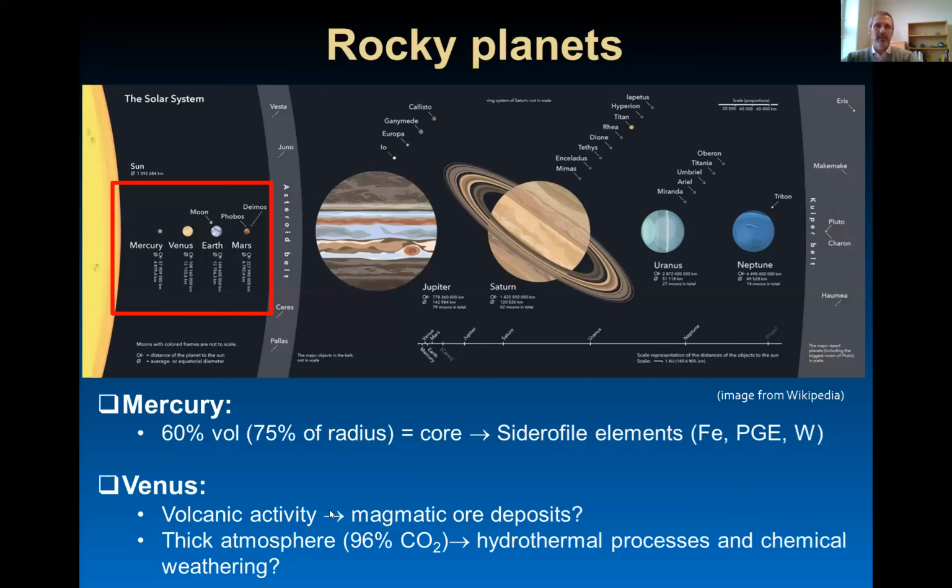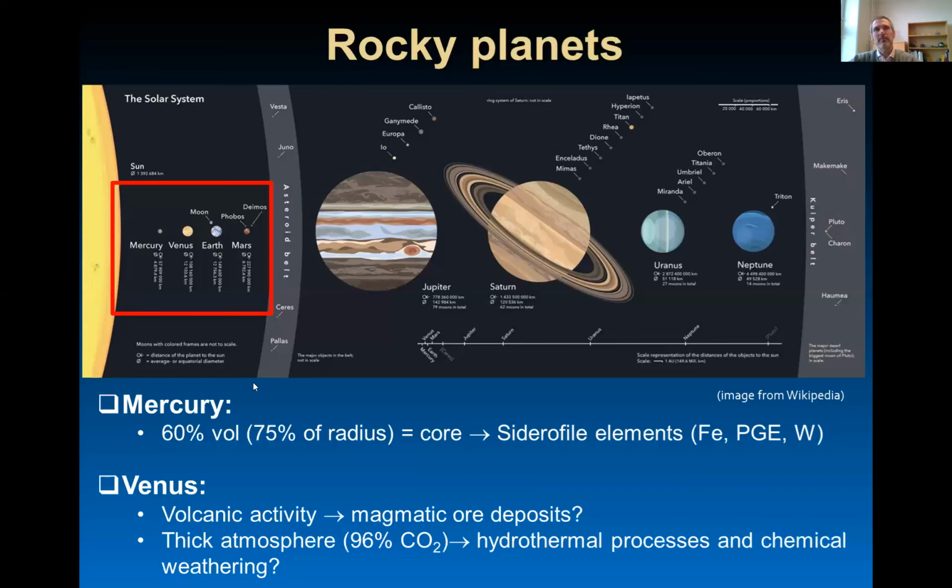And as I said, we have a thick atmosphere. 96% of this atmosphere is carbon dioxide. So that could be used for plants. That means agriculture. And we expect hydrothermal processes and chemical weathering of the rocks at the surface. That means we could expect concentration of valuable elements. But that is still hypothetical because we don't have the information for the moment.